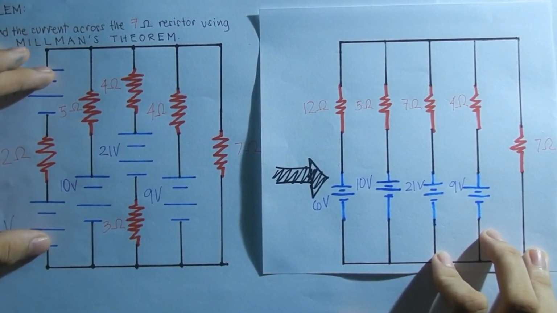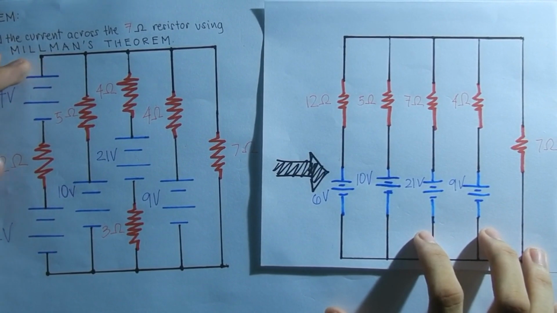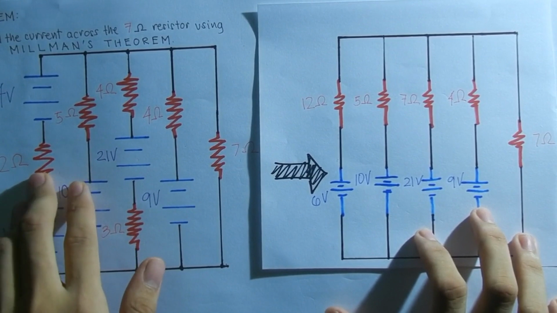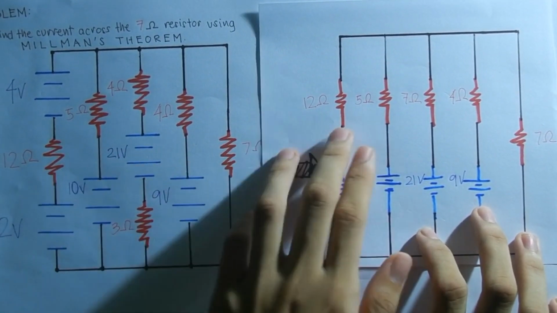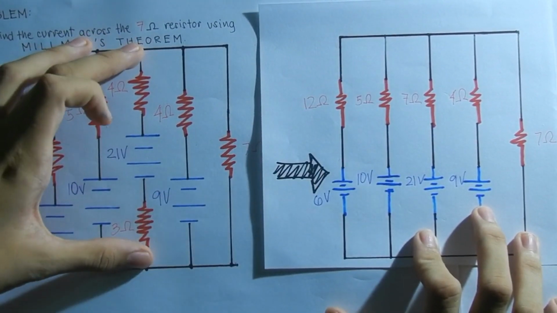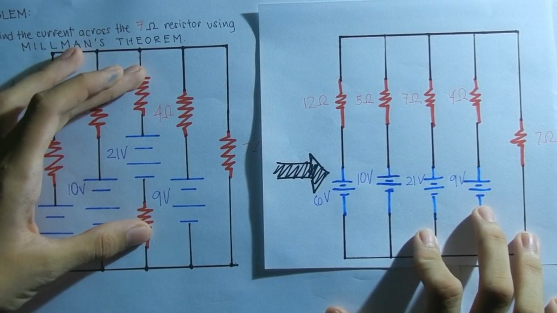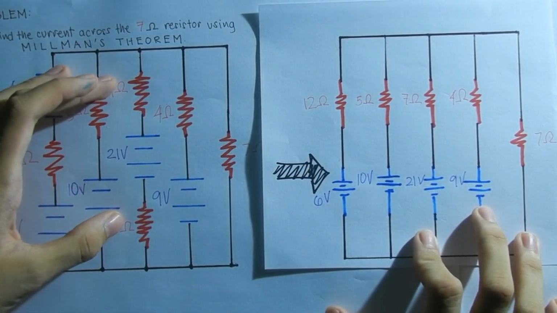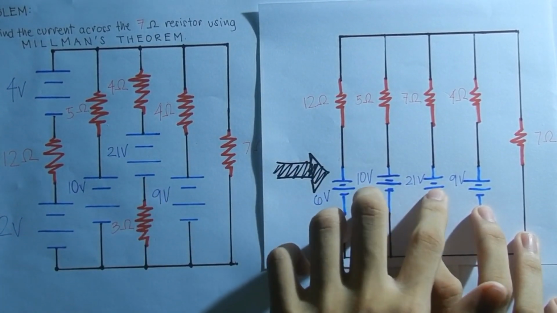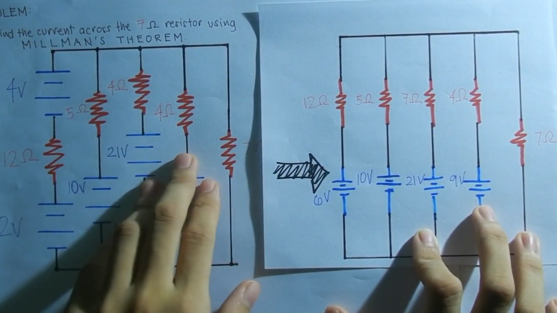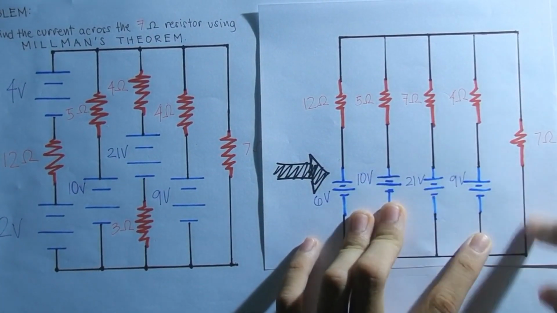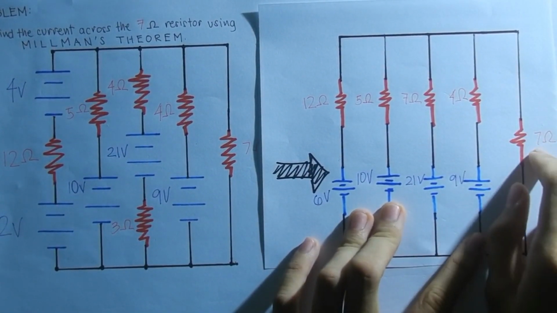We will add up these 2 voltage sources. 4 plus 2 equals 6. And then just copy this resistor with its value, which is 12. For the second branch, let's just copy. For the third branch, since the 2 resistors are connected in series, we should add them up. 4 plus 3 equals 7. And then just copy the voltage source. For the fourth branch, just copy the values. And of course, for the fifth branch, we have our 7 ohm resistor.